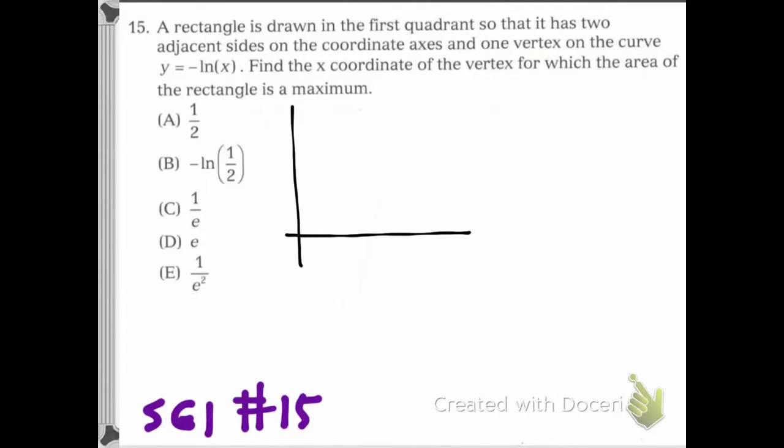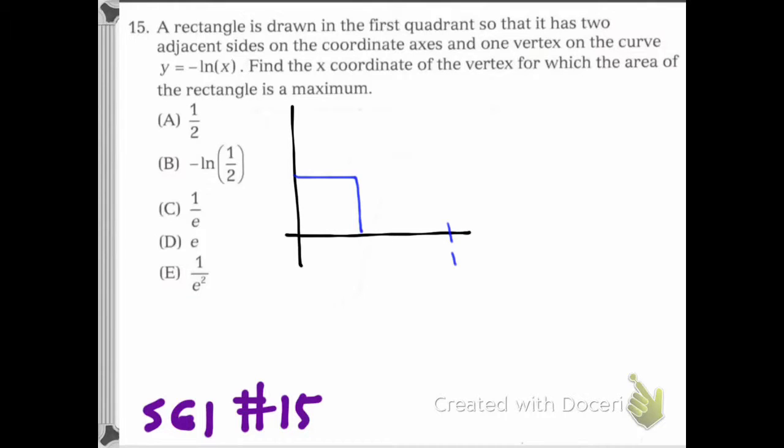So this is problem number 15 on study guide number 1 for the chapter 4 test. And as you can see, we need to draw a rectangle here that has two sides on each axis, and one vertex on the curve y equals negative ln x.